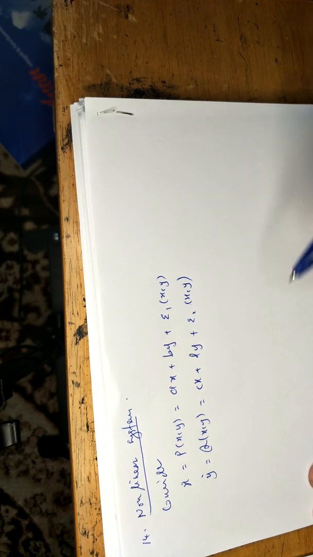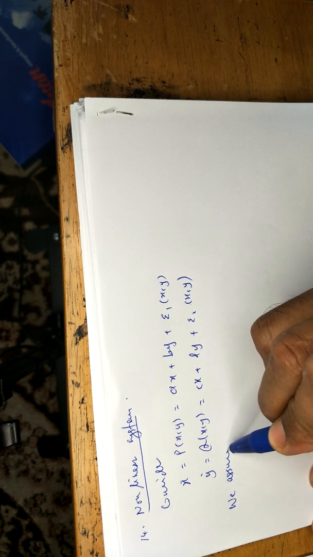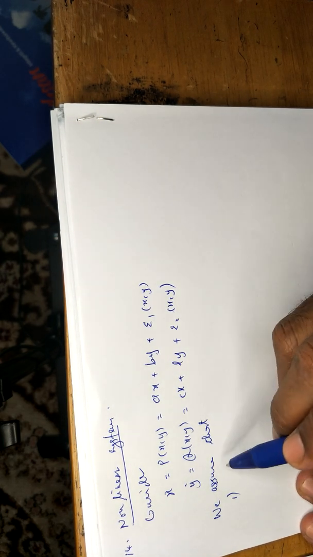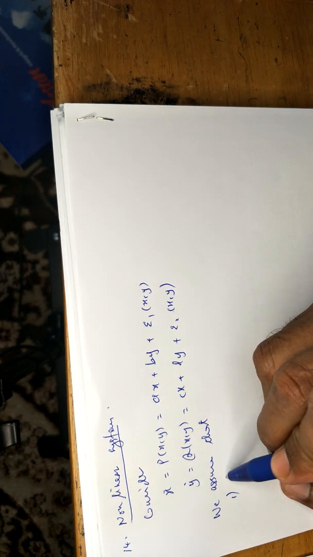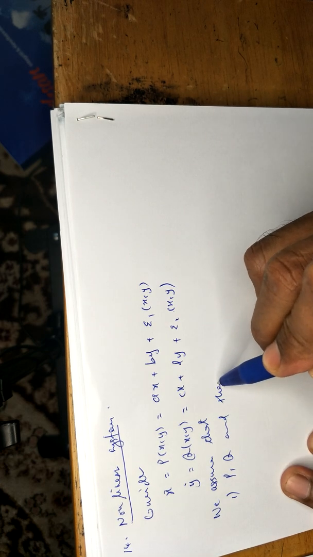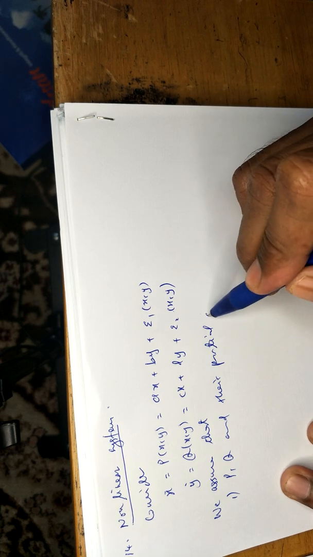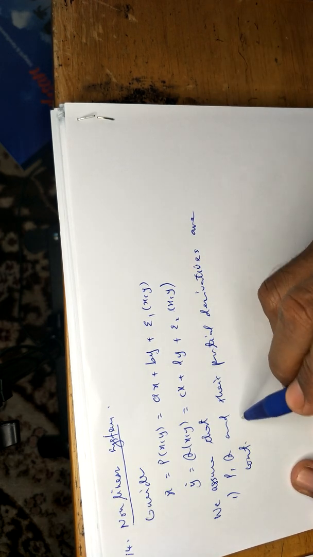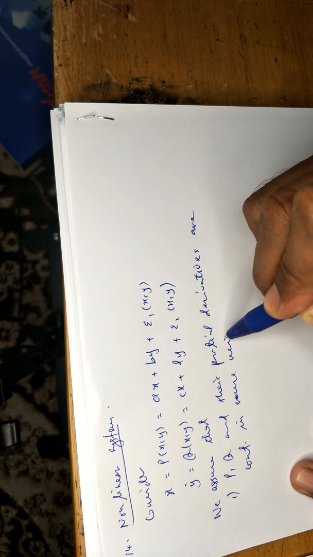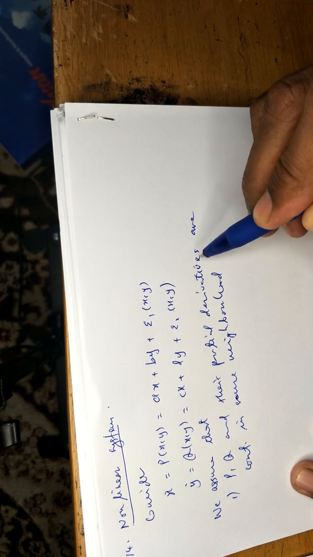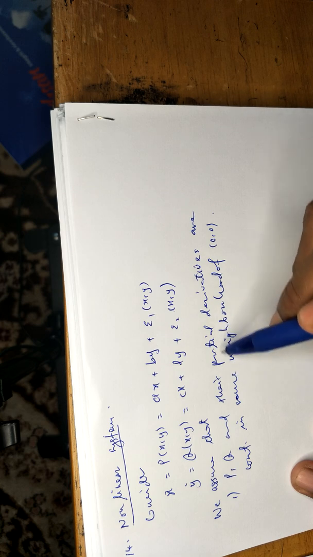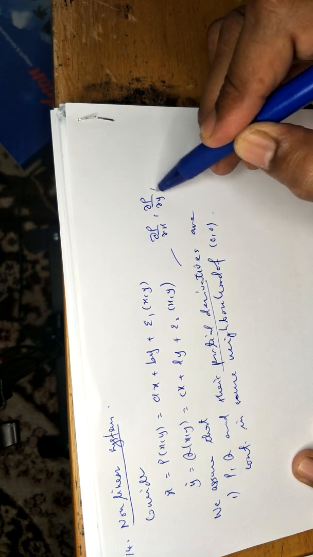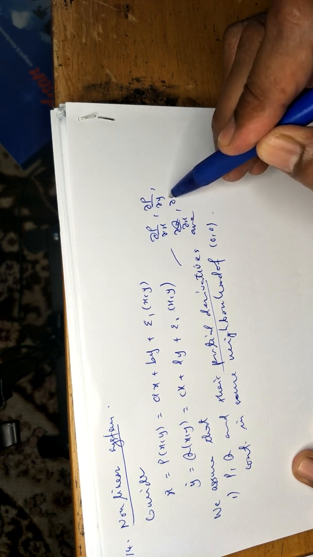All right, and then we assume that p and q and the partial derivatives are continuous in some neighborhood of the critical point 0, 0. Partial derivatives means we have del p del x, del p del y, as well as del q del x, del q del y.